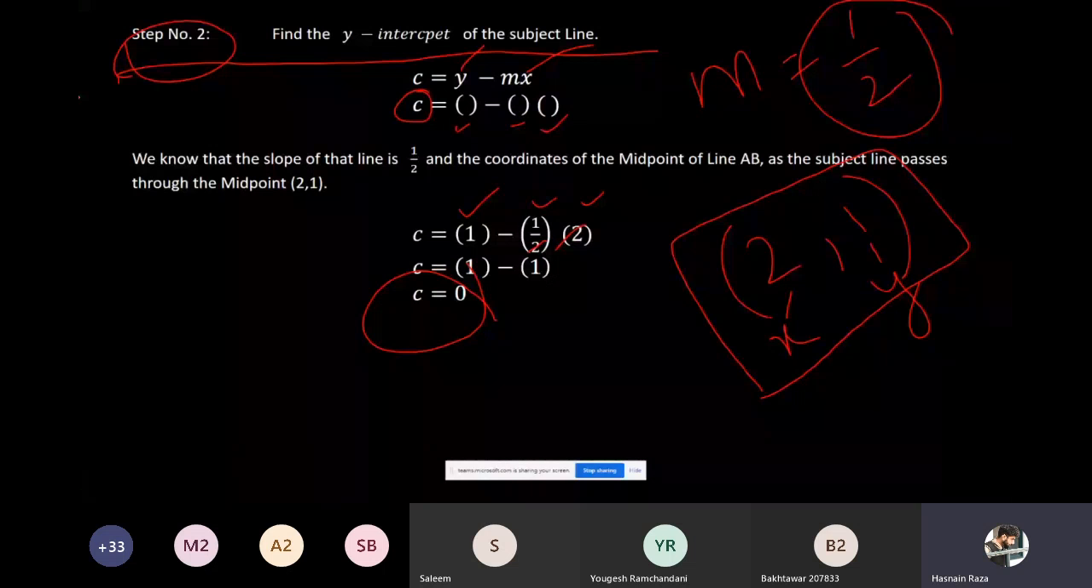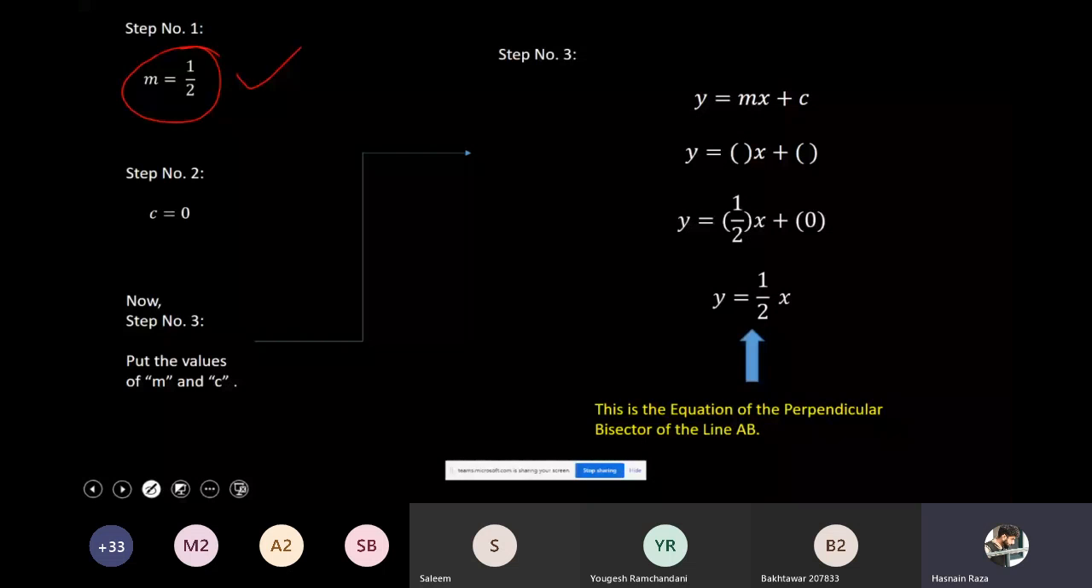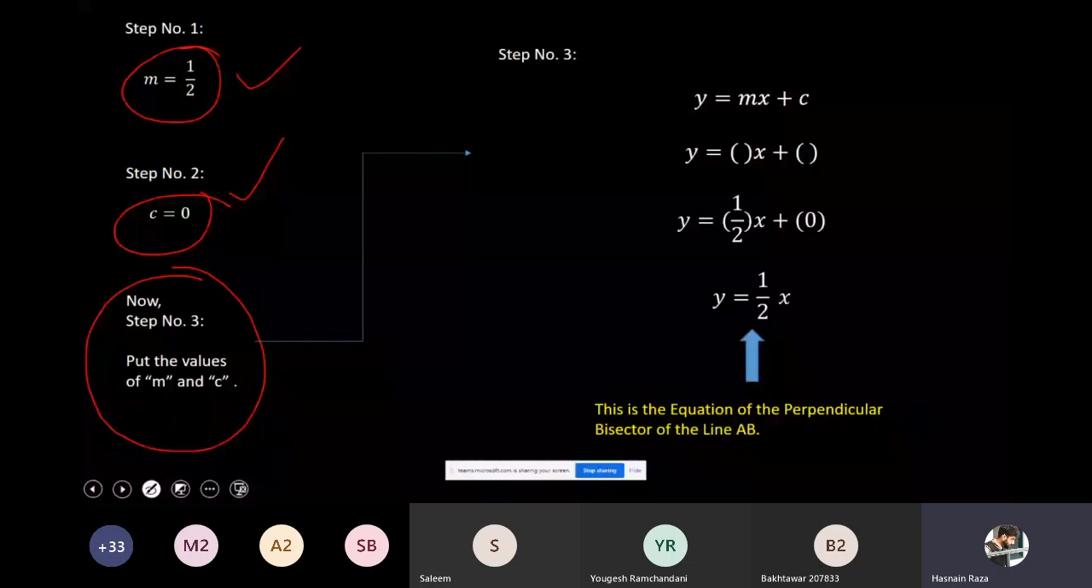Now let's see. Look, I have for equation we have done step number 1. उसका आंसर क्या आया है? 1/2. We have done step number 2. उसका आंसर क्या आया? c equals to 0. Now we have to solve step number 3, or we have to perform the step number 3. The step number 3 says we have to put the values of m and c into the equation y equals to mx plus c. Look here. Sorry. y equals to mx plus c. This is the main equation of a straight line.